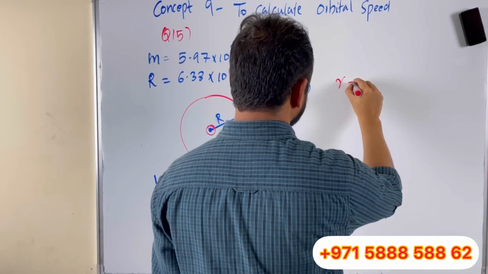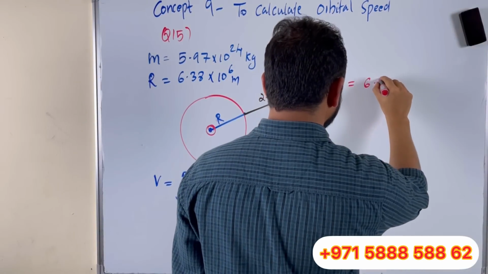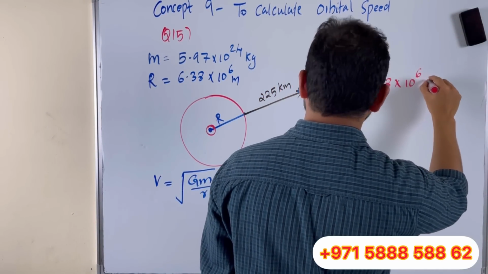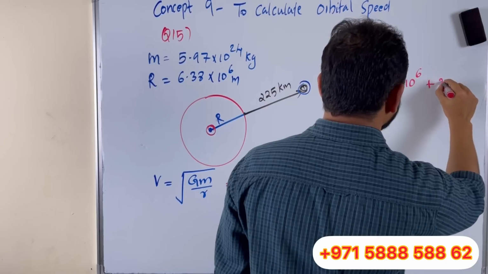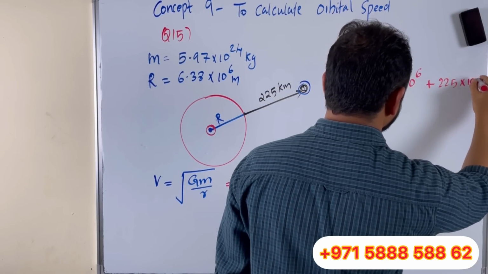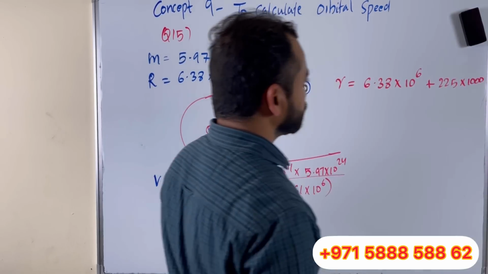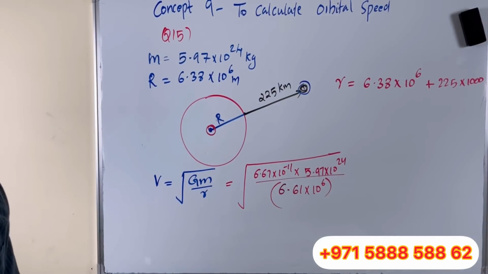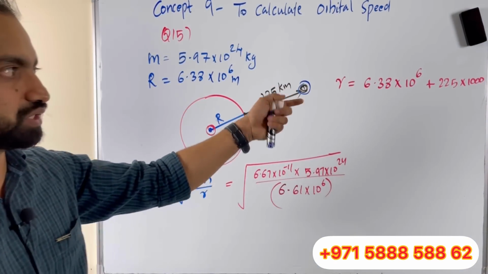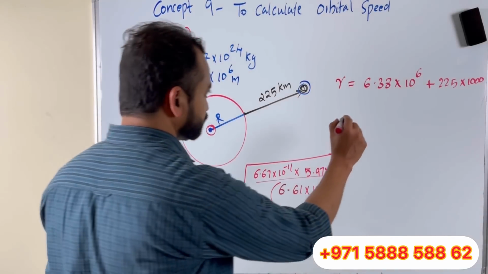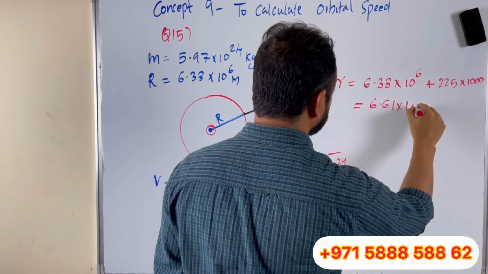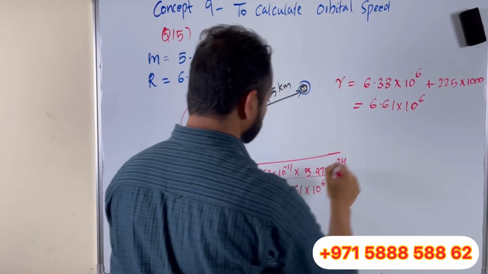r is equal to 6.38 times 10 to the power 6 plus 225 times 10 to the power 3, or 1000. Why multiplied by 1000? It is because here the distance is given in kilometer, and we need to change it into meter. So when we add this, we will get 6.61 times 10 to the power 6. That value I used here.